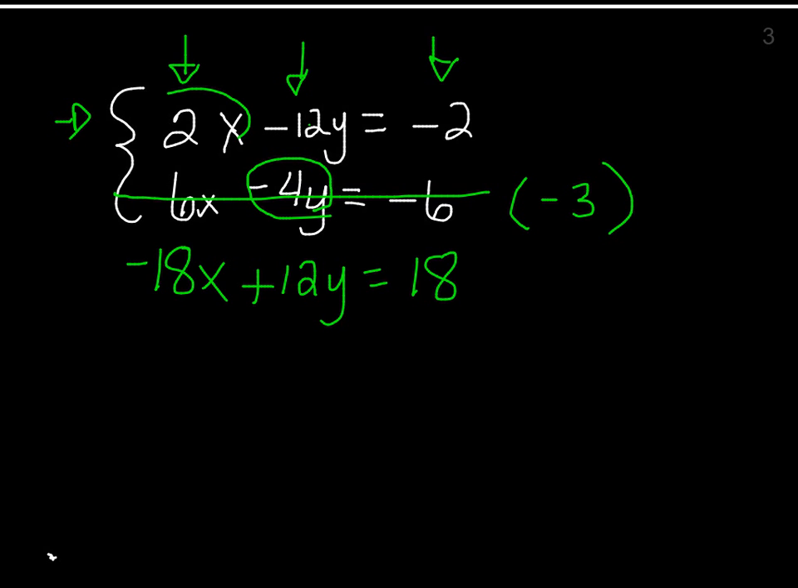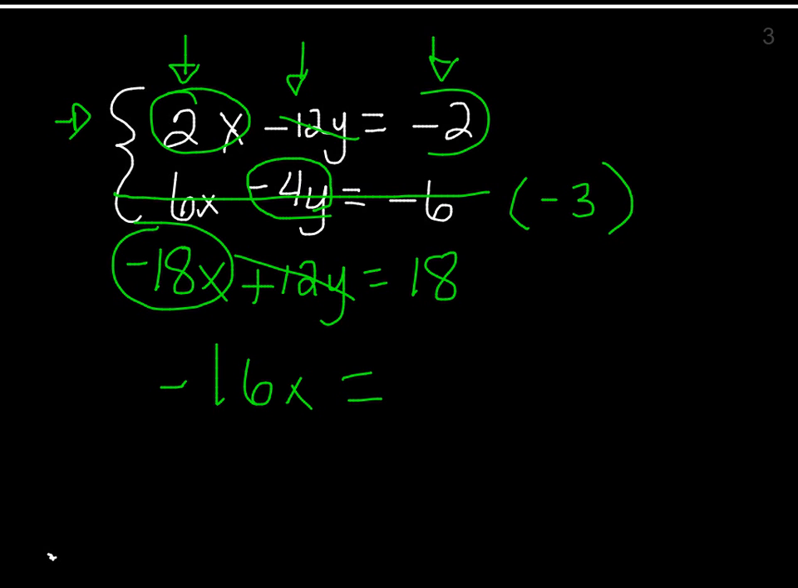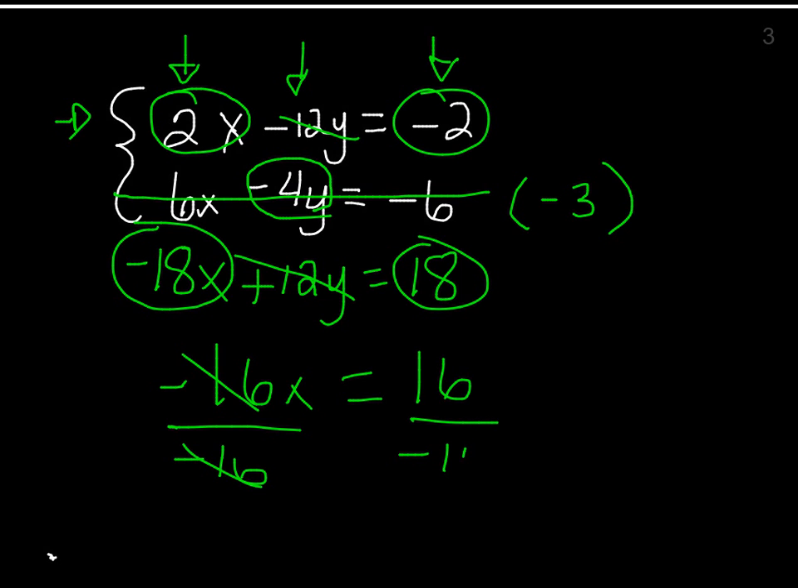Now we're going to add the 2x and the negative 18x, and that's negative 16x. These two cancel out, and negative 2 plus 18 is 16. So divide by negative 16, and we get x equals negative 1. Seems like that's a common answer. It's our first one each time. So that's x this time, so it goes there.